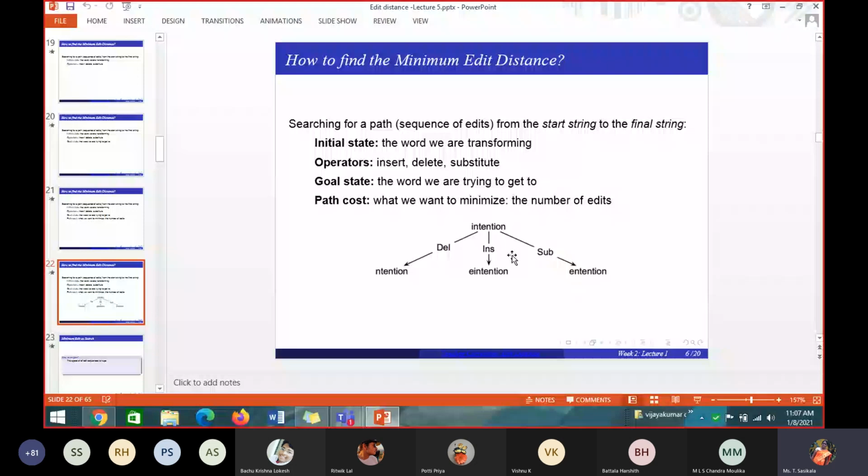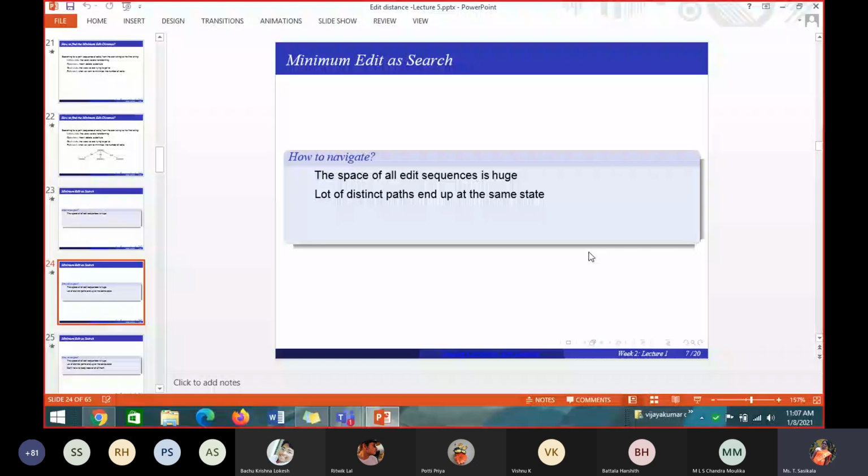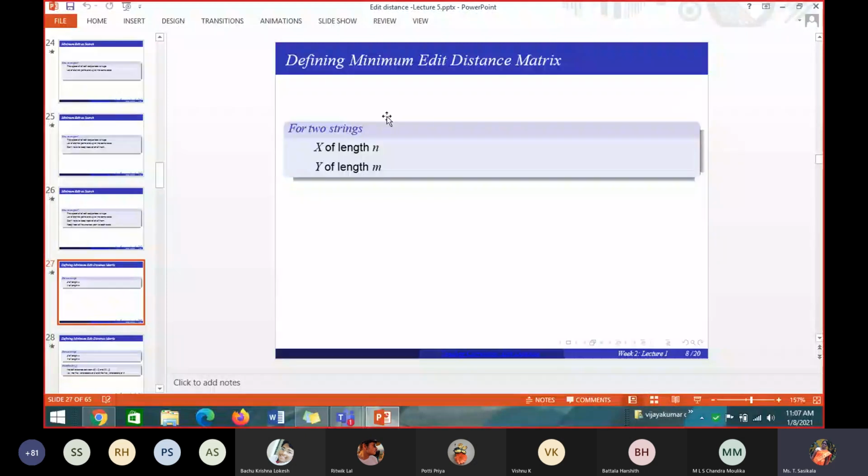Okay, so the space is not required. Here we'll see the algorithm. How many strings do we want? Two strings. The first string is X, that is intention, and the second string I have taken as Y. So we want two strings to perform the edit distance matrix.